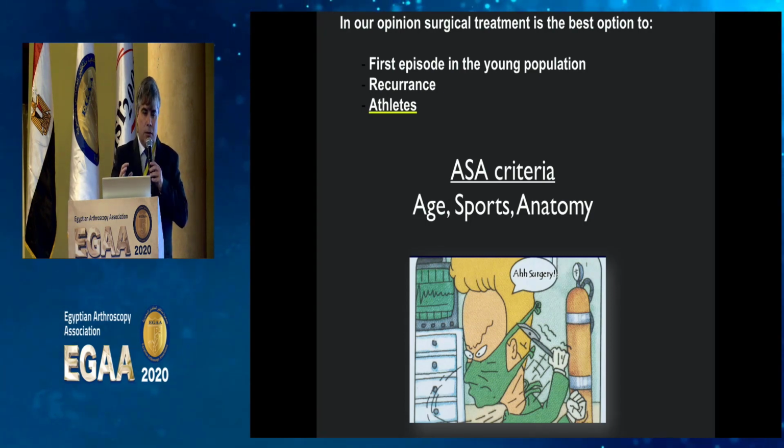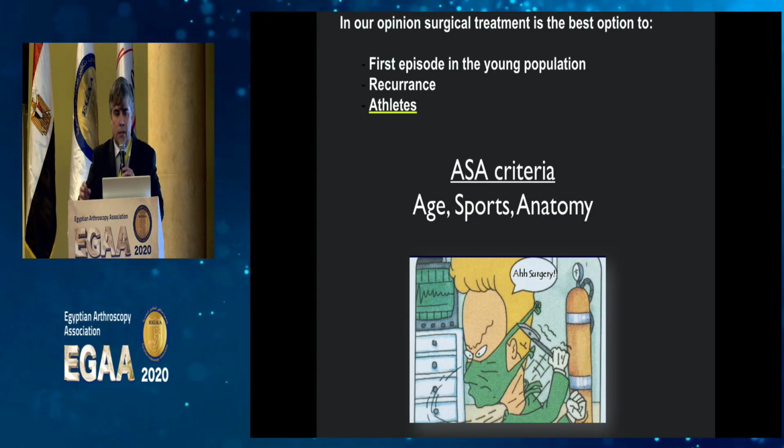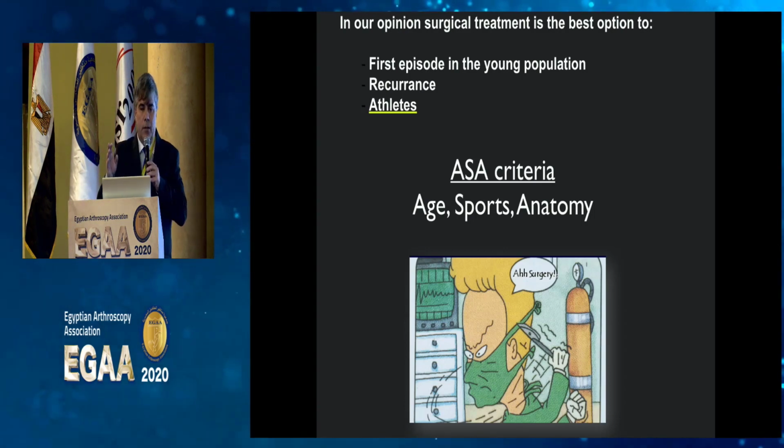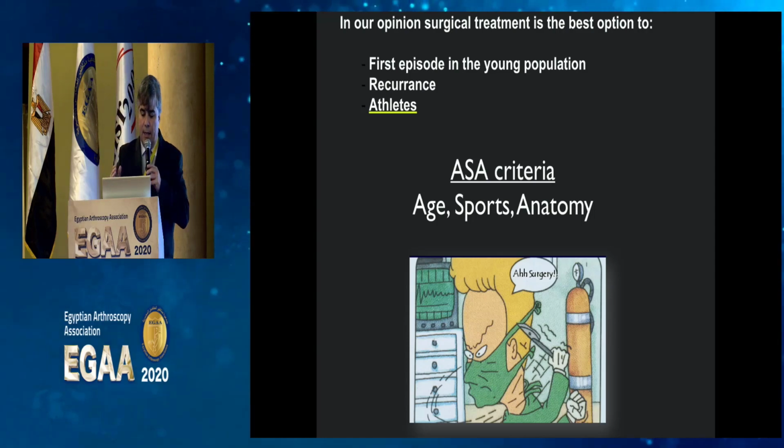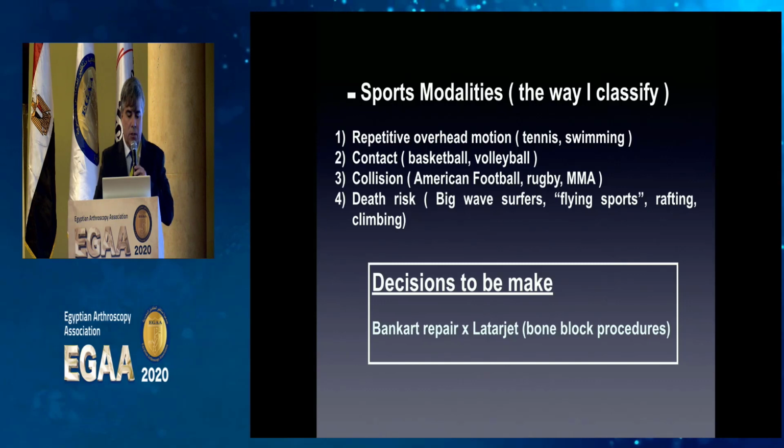But let's talk about athletes, how we see them. I use what I call the age criteria. There are a lot of criteria. This is the ISIS score, number of recurrences, the old Rowe and others described by Rick Matsen in the past. But I use age, sports, and anatomy as my first point to decide which approach I will take.